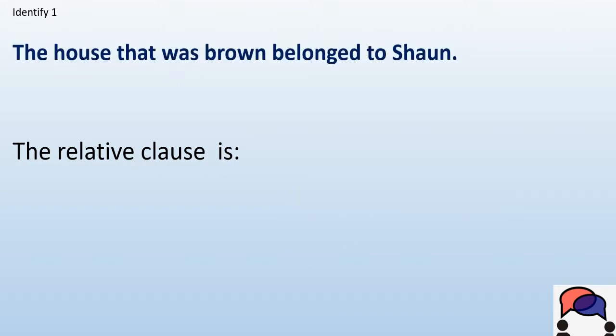The house that was brown belonged to Sean. So what is the relative clause here? Excellent. That was brown. It's the extra information, and we have a relative pronoun, that.